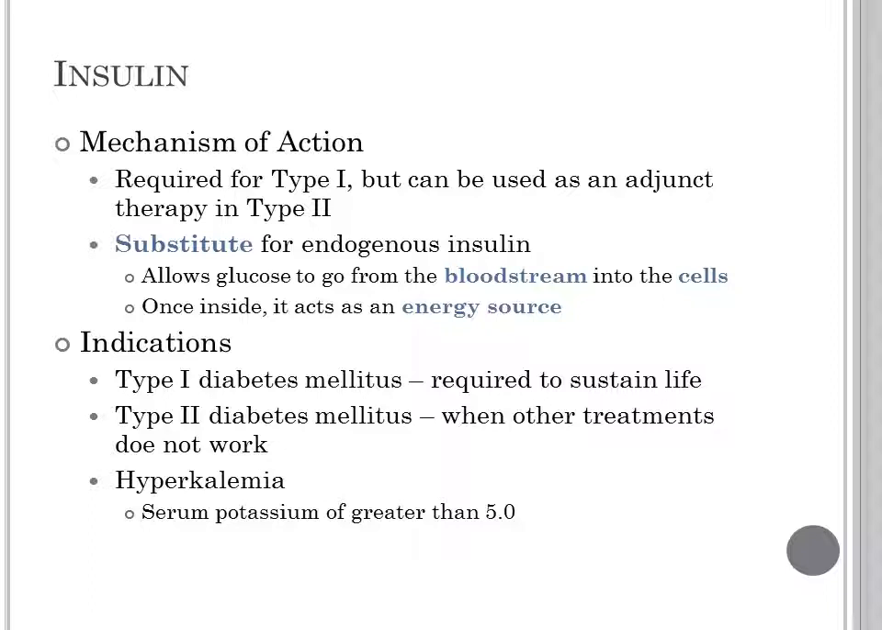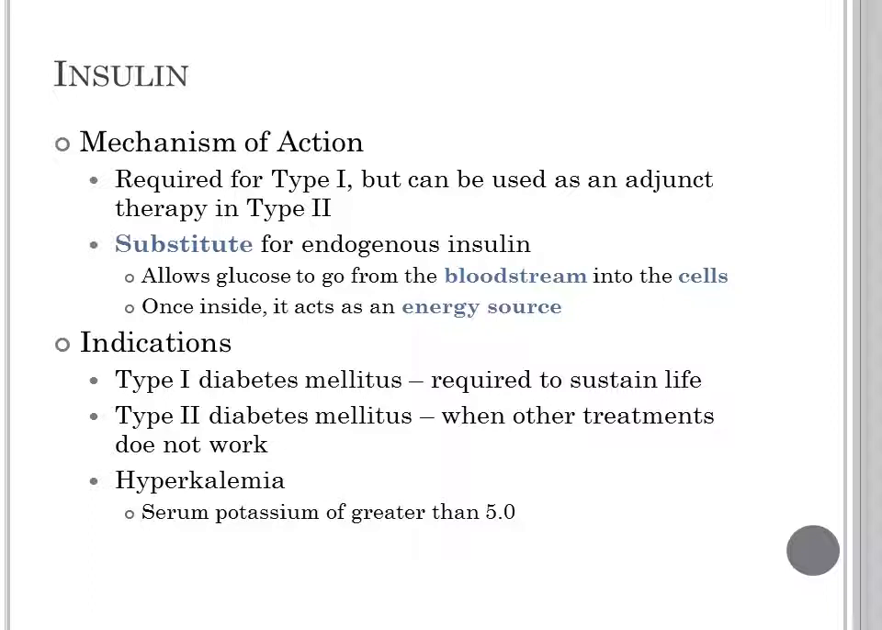Type 2, if their pancreas is still producing some insulin, they might be able to get by with lifestyle modifications and an oral agent, but as type 2 progresses, it's not unusual to also have to put them on a supplemental insulin to help their pancreas along. Regardless if it's type 1 or type 2, insulin is insulin. It's a substitute for endogenous insulin, and it acts very similar to the type of insulin that your pancreas produces. It's kind of the key that allows glucose to go from within the bloodstream into the cells.